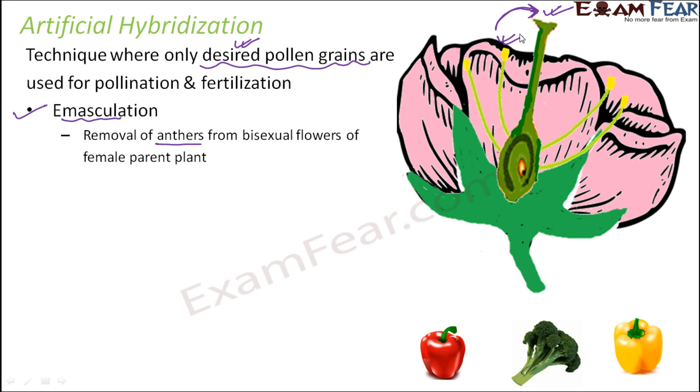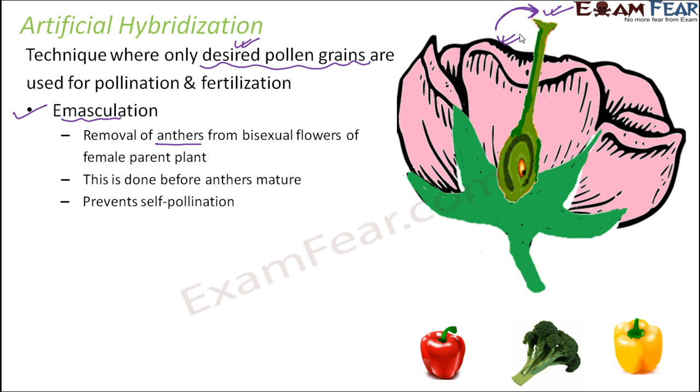So for that, what do we do? We remove the anthers. Once you remove the anthers from here, this flower is no more bisexual. It is a unisexual flower because it only has the female reproductive part. This emasculation process is done before the anthers mature, even before they attain maturity. So this will prevent self-pollination. That is one way of getting more hybrids, because we do not want the same species to be repeated over and again. So we stopped self-pollination.